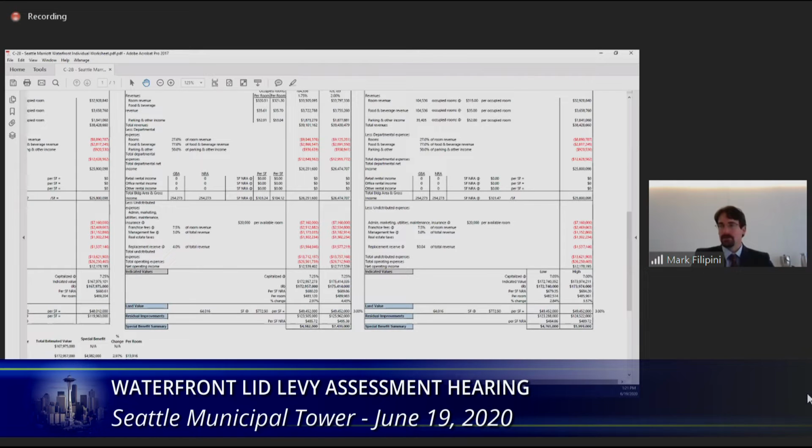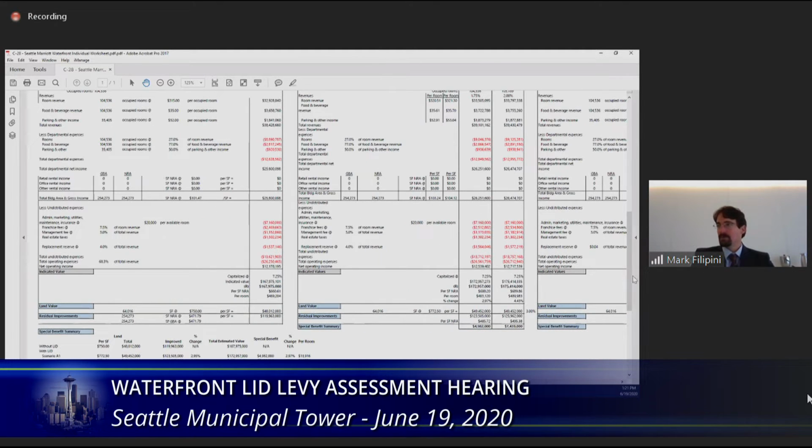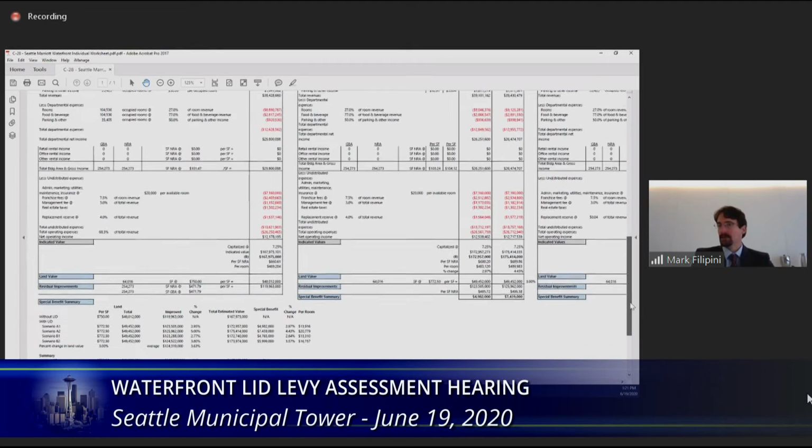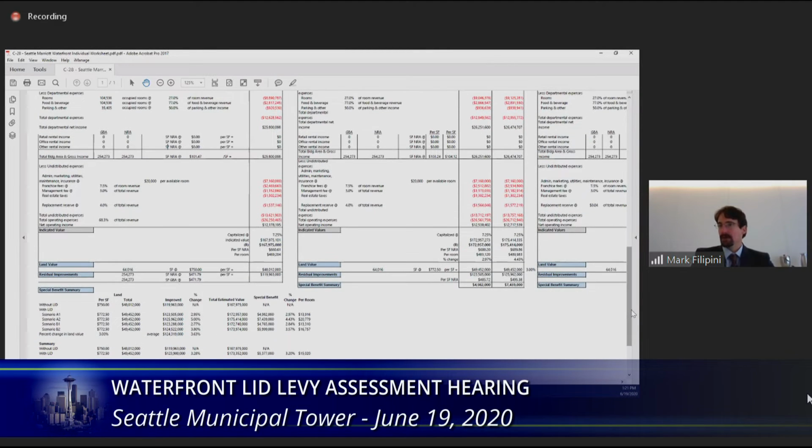I'm going to take you down. I'll scroll over, Bob. I don't know if you're following on paper or on the screen, but lower left-hand corner, entitled Special Benefit Summary.